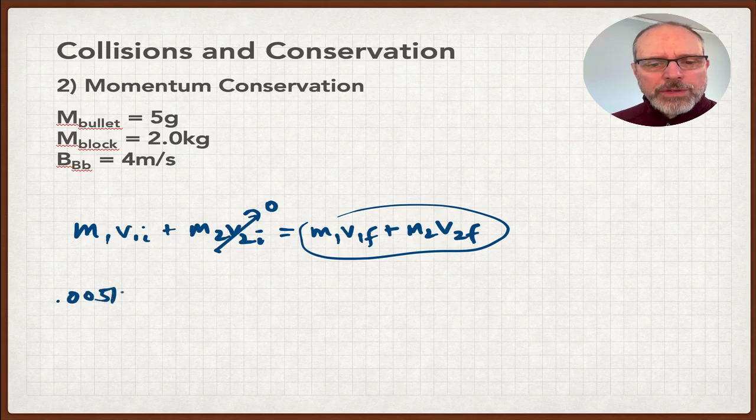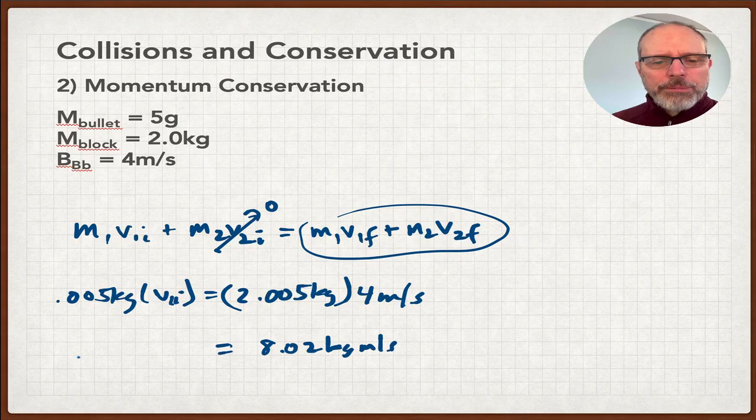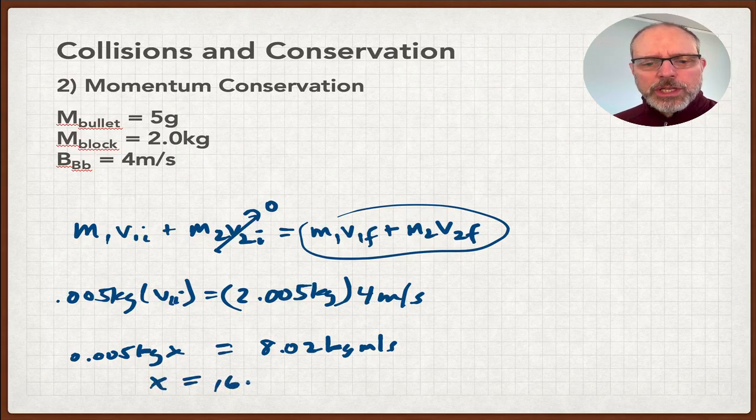I have 0.005 kg times our mystery number, V1I. And then I have the combined mass of the bullet and block, so 2.005 kg times 4 meters per second, and we're home free. So I've got 8.02 kilogram meters per second on this side. I've got 0.005 times my mystery number there, and X, my V1I, is 1604 meters per second.